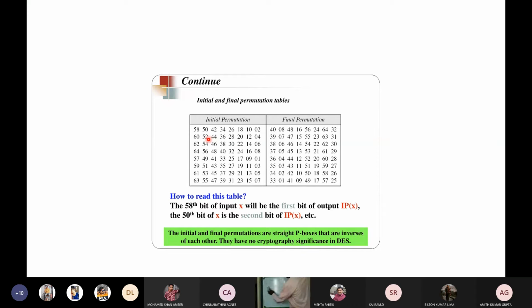Can I erase this? Let me erase the board here. There's something called matrices, which are very, very important in the class of network security, especially cryptography. By using matrices, we will be able to have diffusion and confusion.